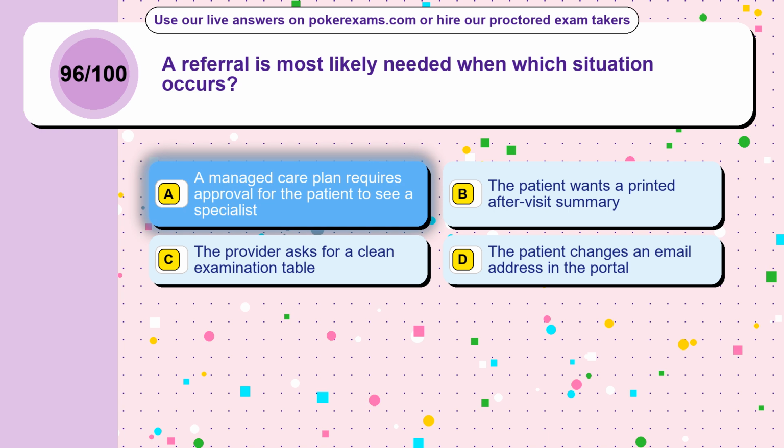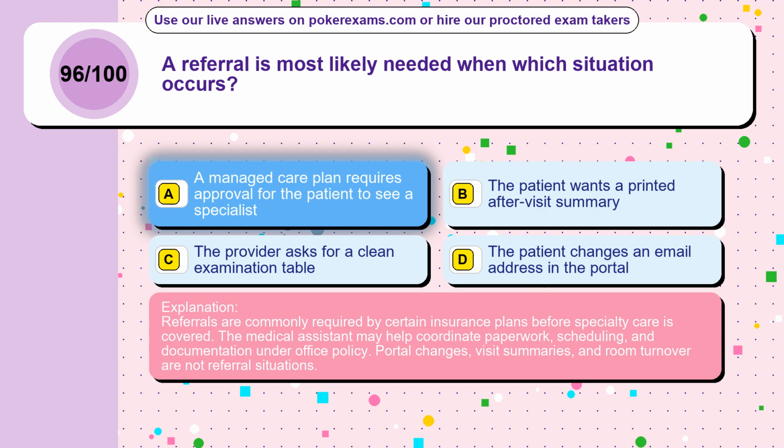The correct answer is option A, a managed care plan requires approval for the patient to see a specialist. Referrals are commonly required by certain insurance plans before specialty care is covered. The medical assistant may help coordinate paperwork, scheduling, and documentation under office policy. Portal changes, visit summaries, and room turnover are not referral situations.